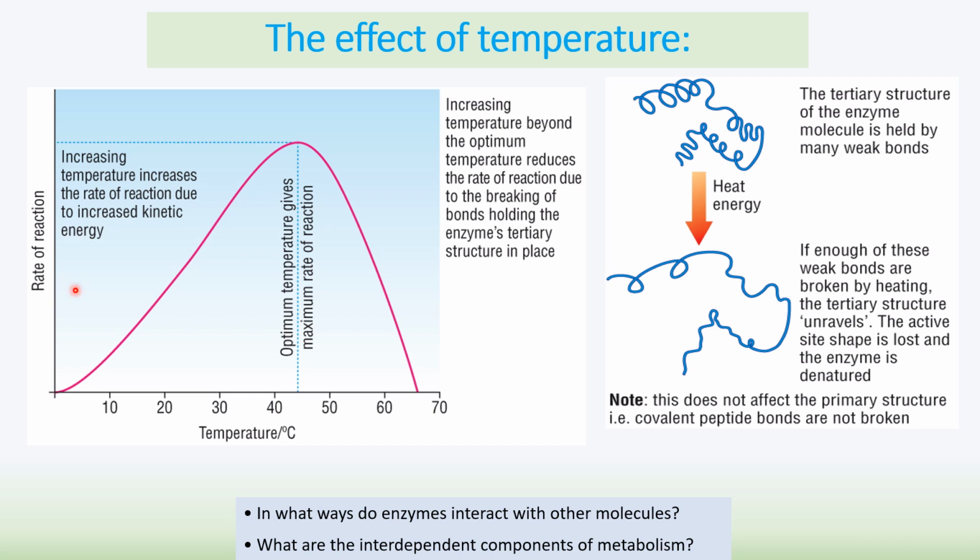So at low temperatures, you have low kinetic energy of substrates and enzymes, low amounts of collisions, and very few enzyme substrate complexes.